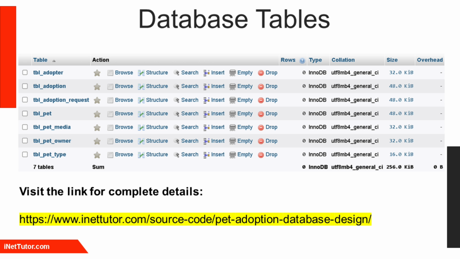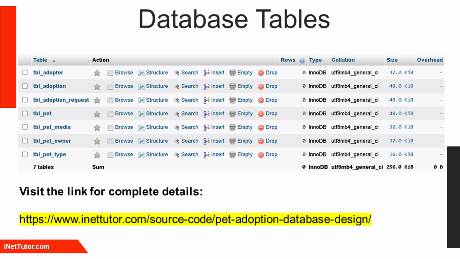The pet adoption system's database structure is designed to manage the entire adoption process, from pet registration to finalized adoptions. Key tables include TBL_pet_type, which tracks different pet types, and TBL_pet, which holds detailed information about each registered pet.